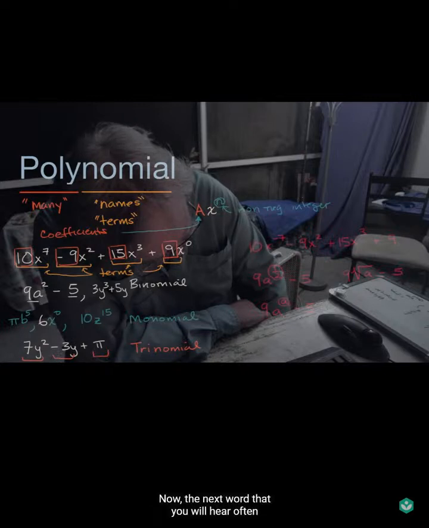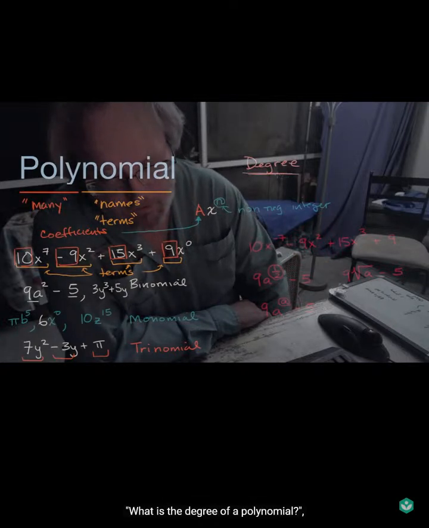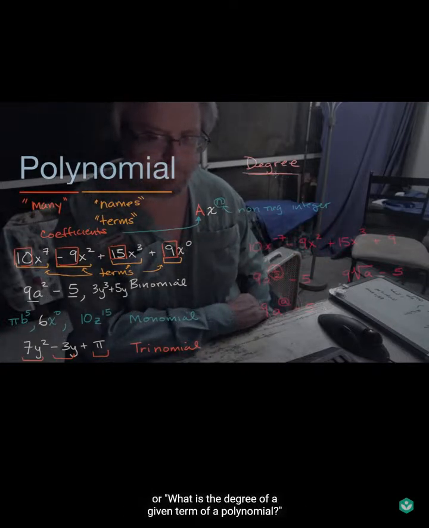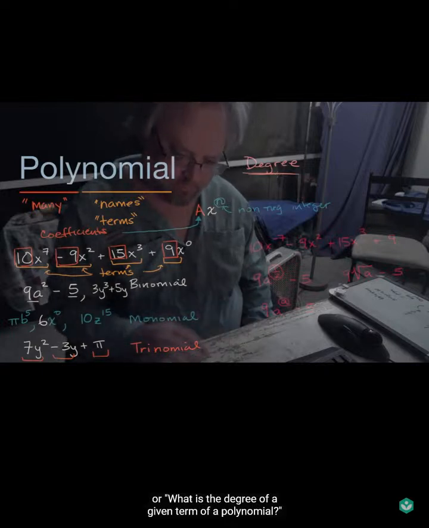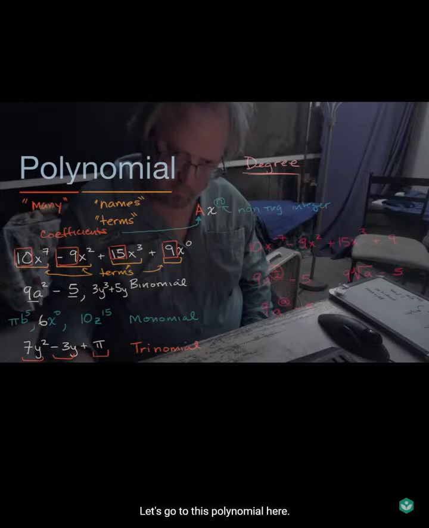Now, the next word that you will hear often in context with polynomials is the notion of the degree of a polynomial. And you might hear people say, what is the degree of a polynomial? Or what is the degree of a given term of a polynomial? So let's start with the degree of a given term. So let's go to this polynomial over here.